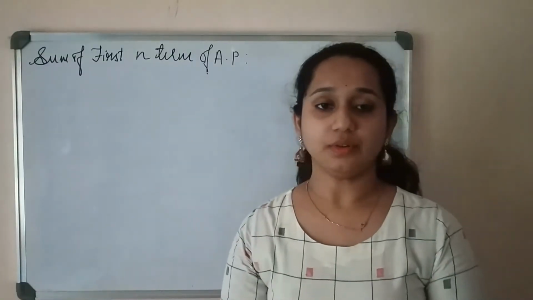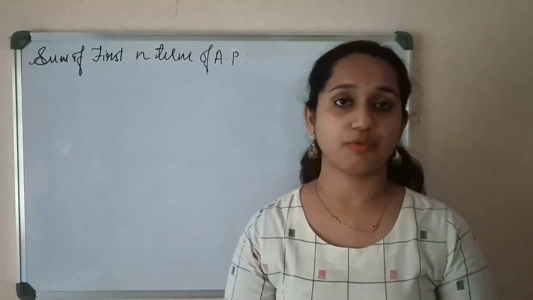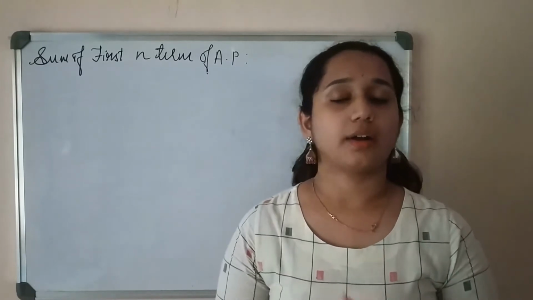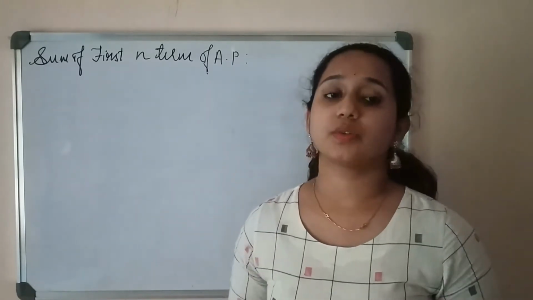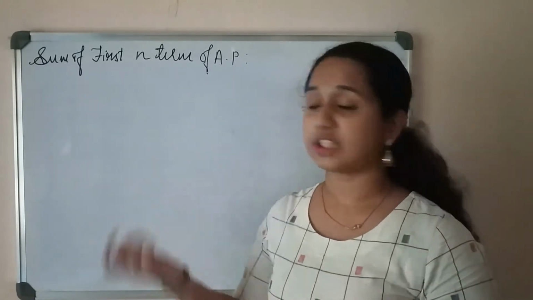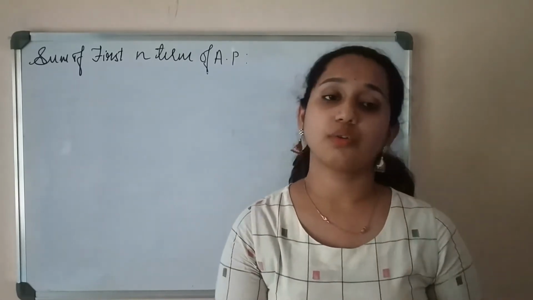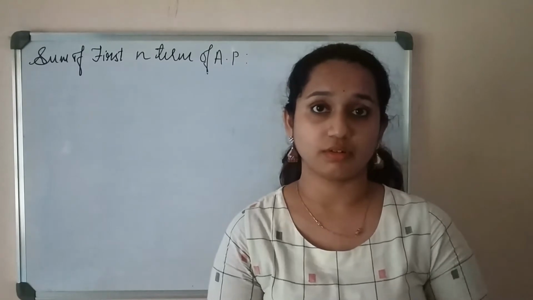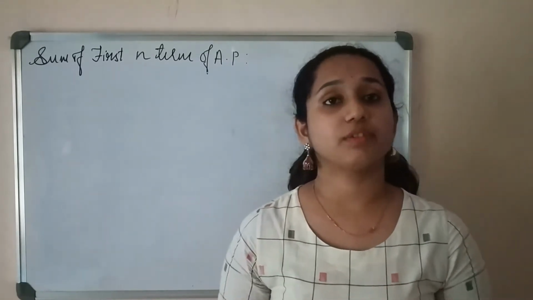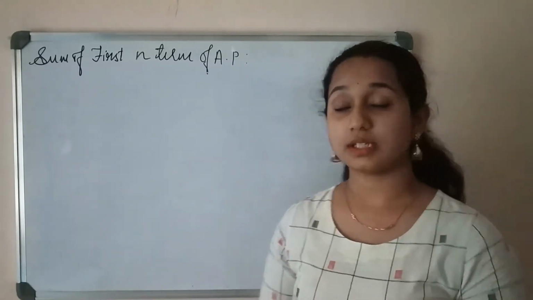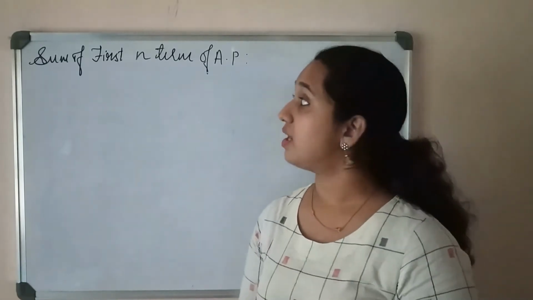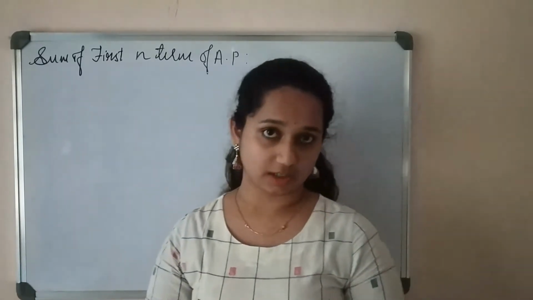In today's lecture, we're going to study how to find the sum of first n terms of arithmetic progression. This is a further topic of the chapter we have selected, and in the last lecture I finished how to find the nth term of arithmetic progression, and we solved a few problems on that. In today's lecture we're going to see how to find the sum of first n terms of arithmetic progression.